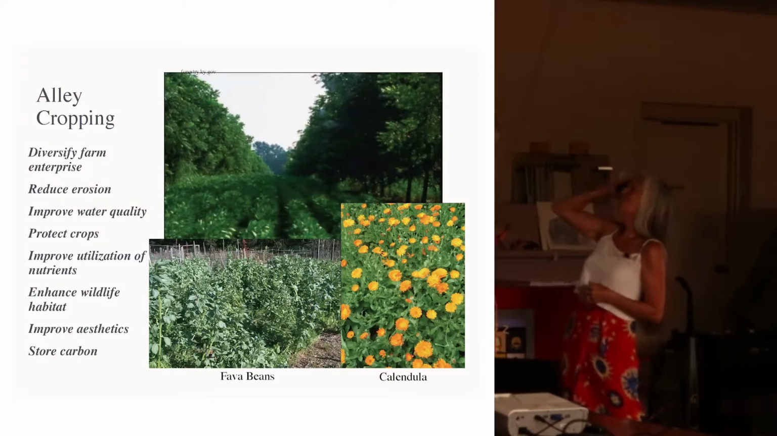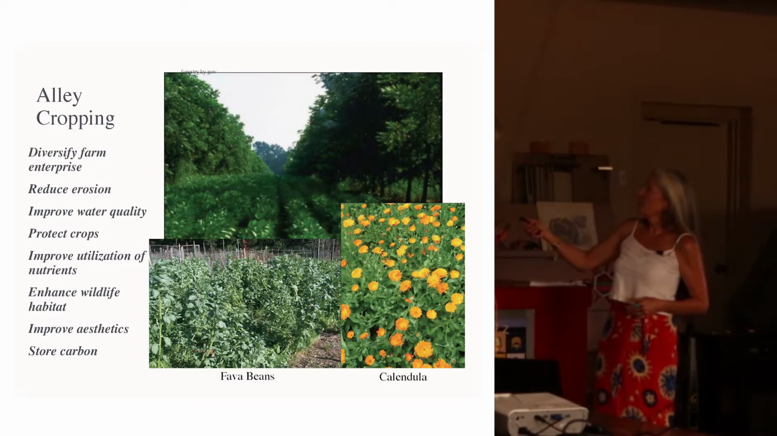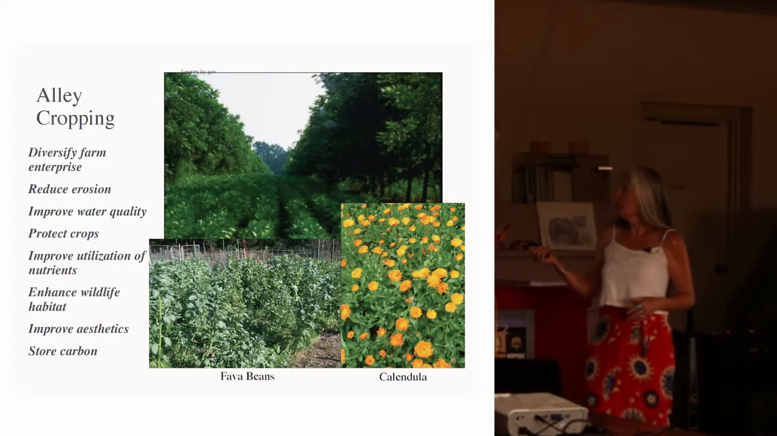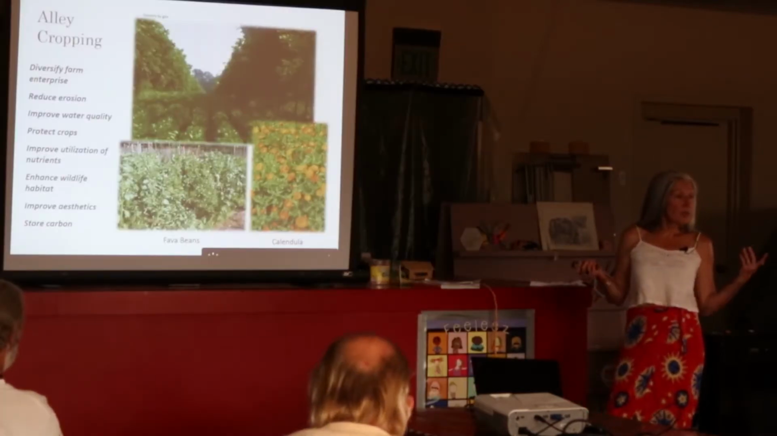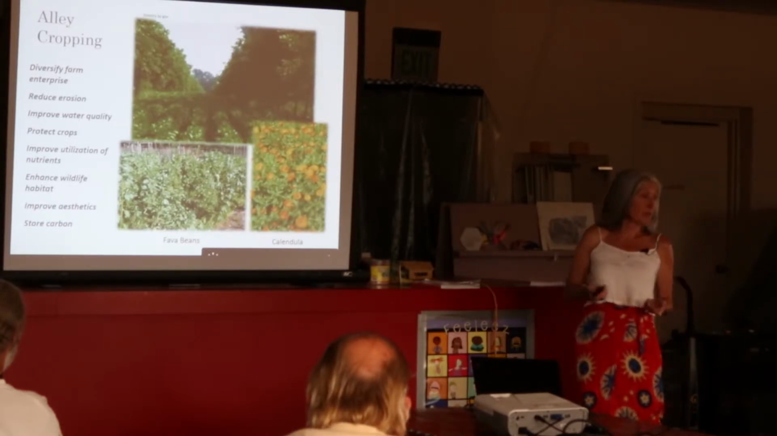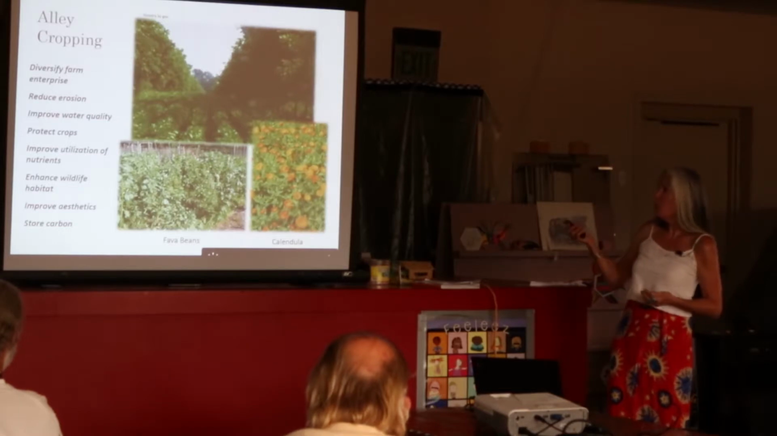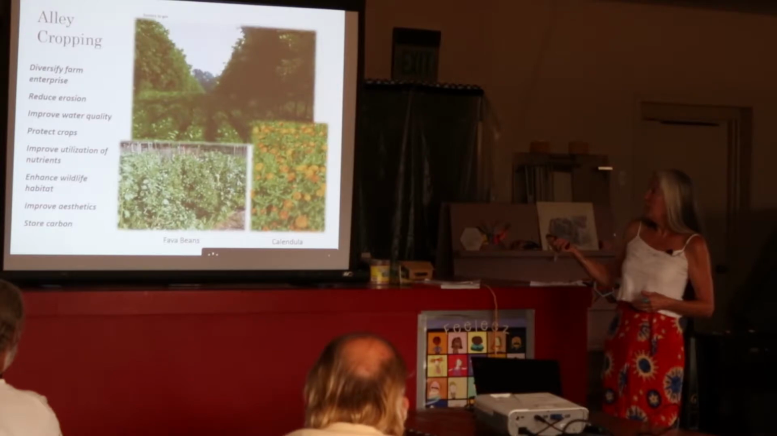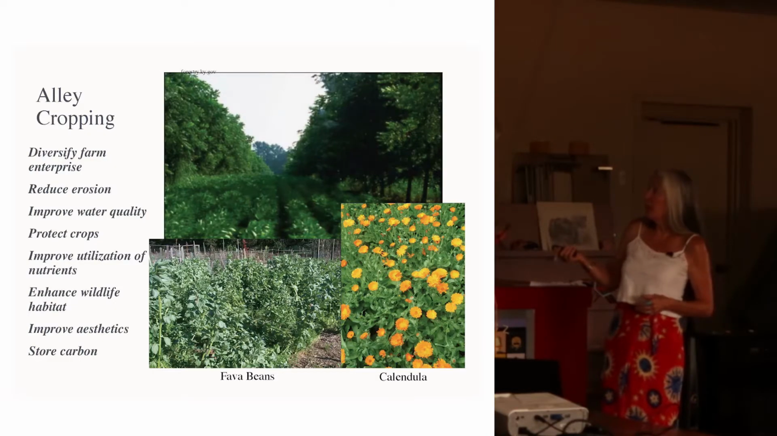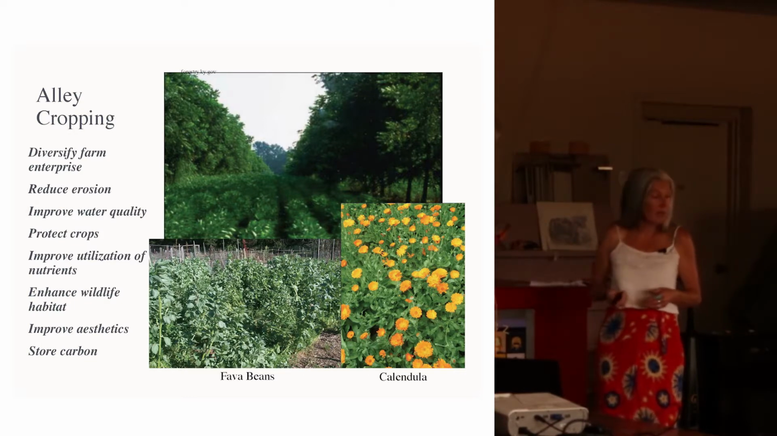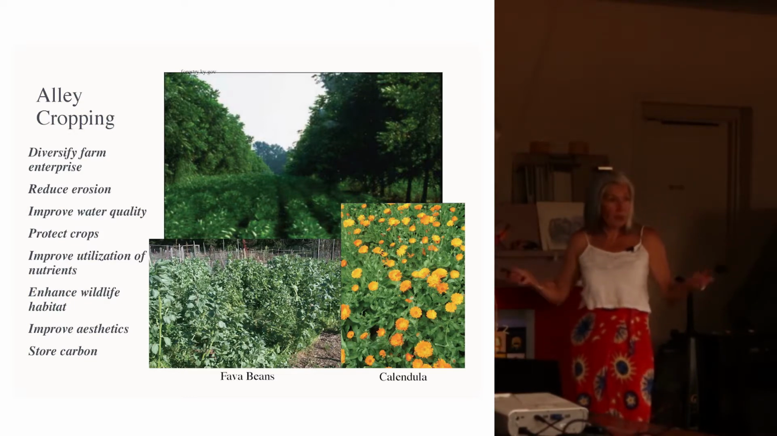But alley cropping, if you've got some kind of production tree, be it nuts or timber or whatever, there's still space in between. So it's a great place to grow annuals. Why not some medicinal herbs? How about some calendula or a nitrogen fixer like fava beans? It has a lot of the same benefits that I've already mentioned. I won't read the list, but great protection from wind, from drying out, and utilizing that space.